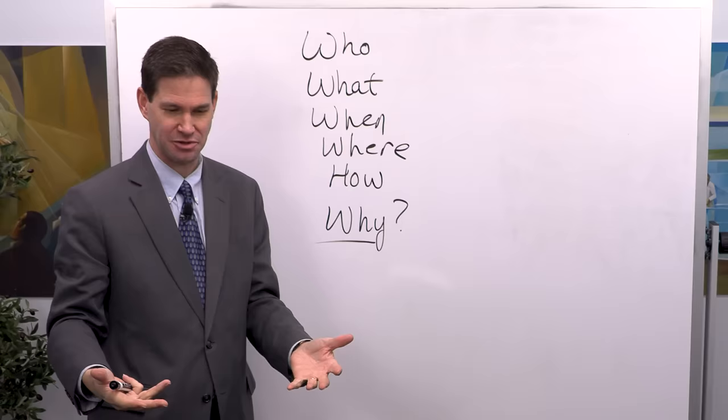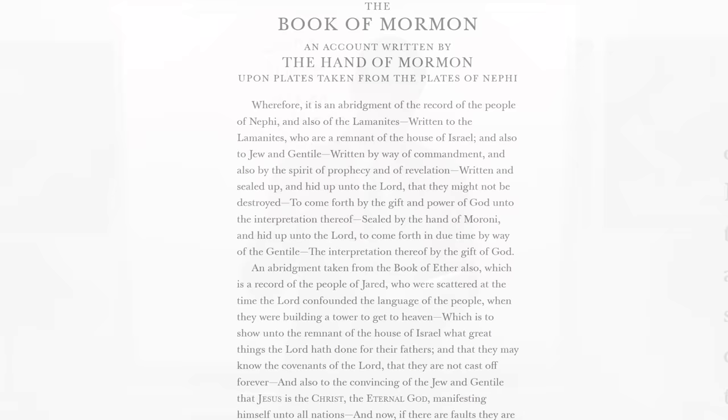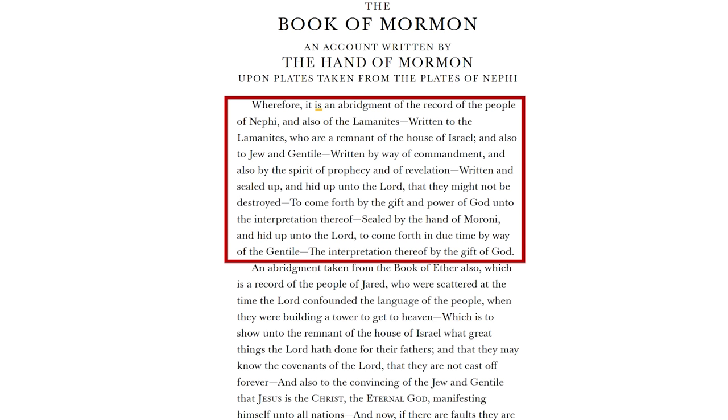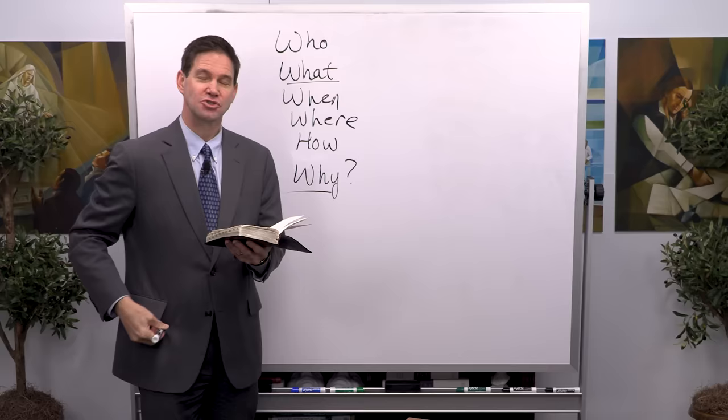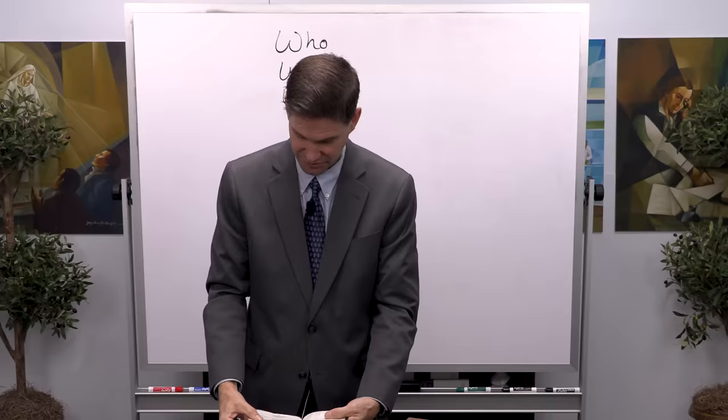That's how it functions. So notice in the very first line of this first paragraph, wherefore it is. In other words, we're answering that question. What is it? It is an abridgment of the record of the people of Nephi and also of the Lamanites. So you now know that this is not a complete history book of this thousand-year period. It's just an abridgment. We're getting excerpts through that time period of this people.